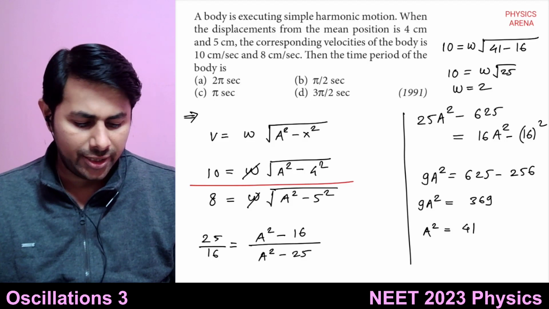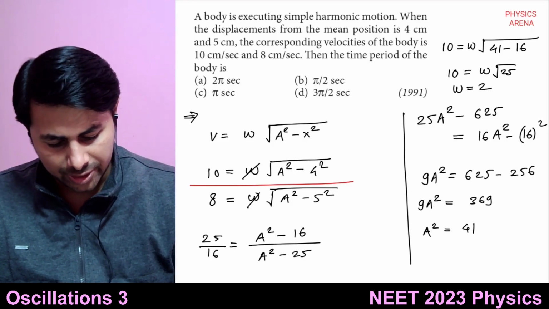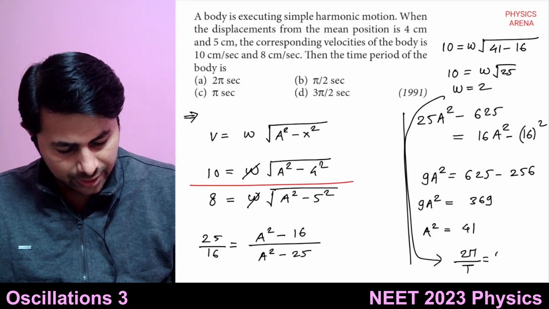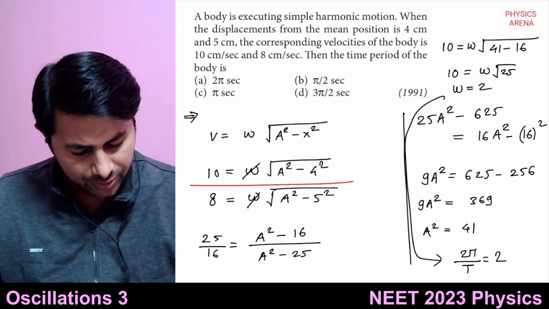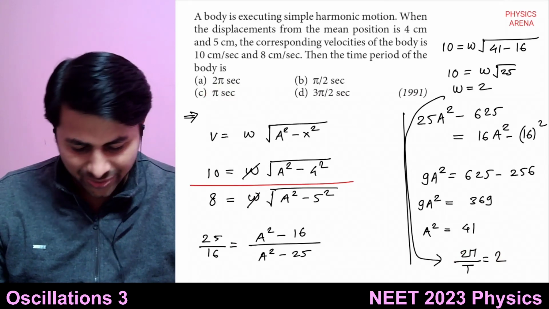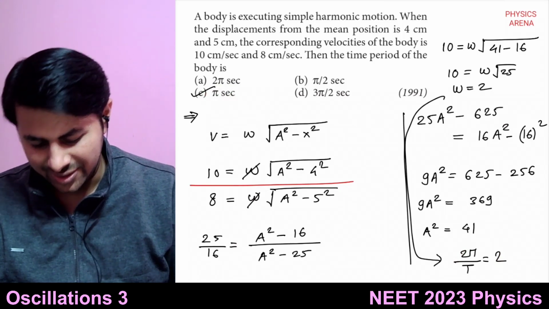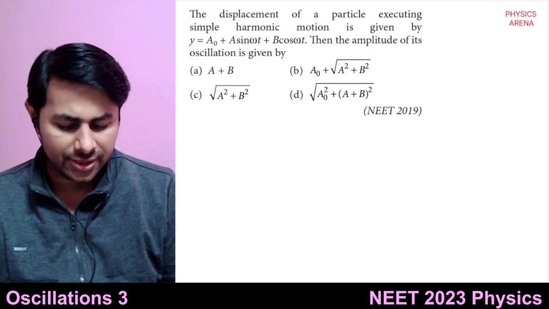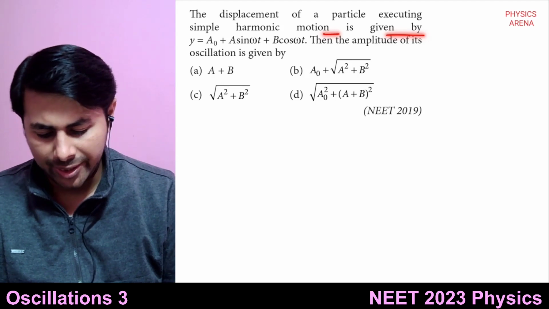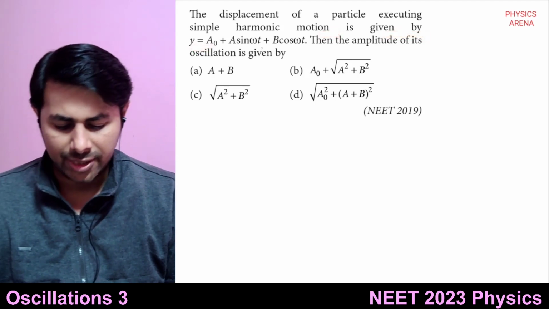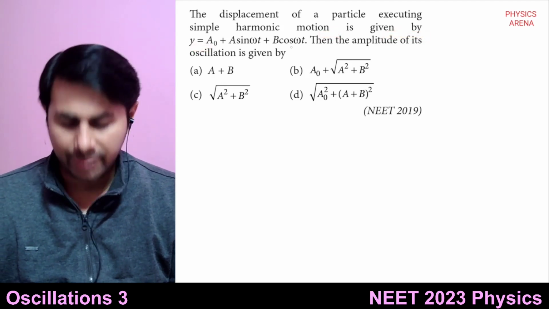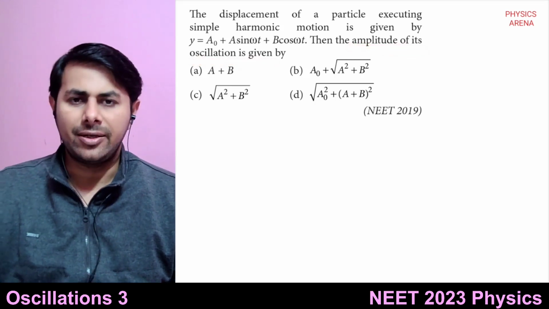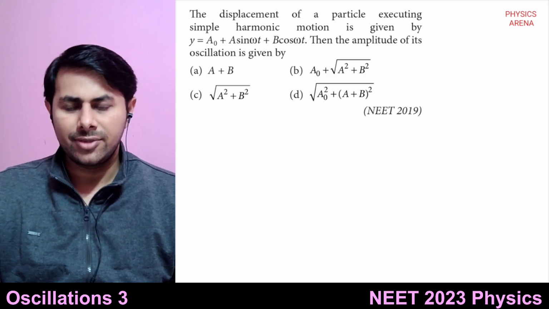So 2 pi upon T is equal to 2, that means T is equal to 2 pi divided by 2. Okay, so option C is the answer, right? The displacement of a particle executing simple harmonic motion is given by y equals a naught plus a sine omega t plus b cos omega t. Then the amplitude of its oscillation is given by. So this is simple. Tell me.